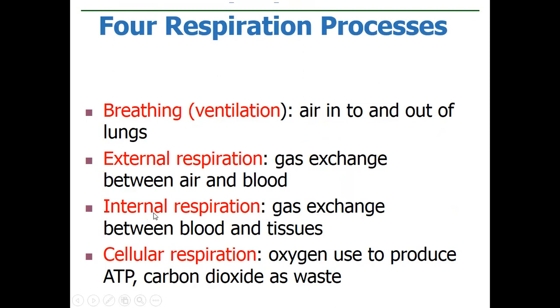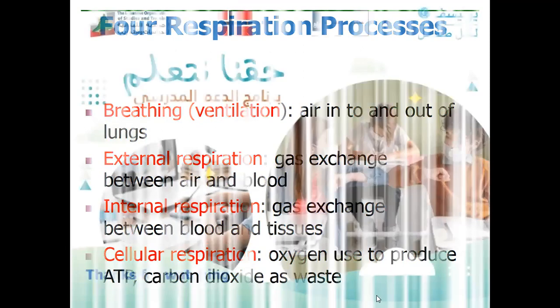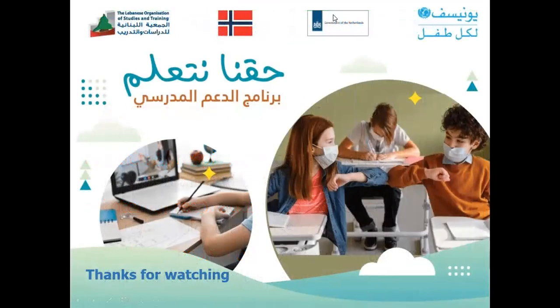Respiration processes: breathing or ventilation, air into and out of the lungs; external respiration, gas exchange between air and blood; internal respiration, gas exchange between blood and tissues; cellular respiration, oxygen used to produce ATP, the energy, with carbon dioxide as waste. This is the end of our video today.